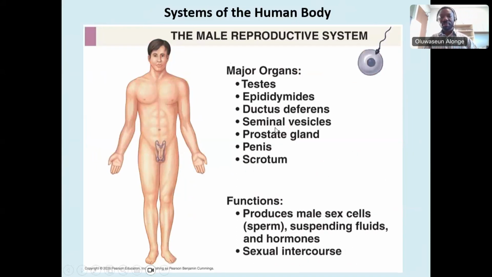All right. On the male reproductive system, obviously, you have the testes, which are usually outside of the body and not inside because of temperature. All right. The epididymis is there, ductus deferens, seminal vesicle, prostate gland, penis, and the scrotum. All right.